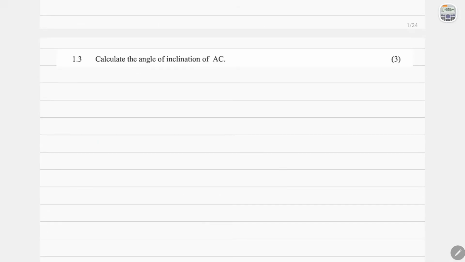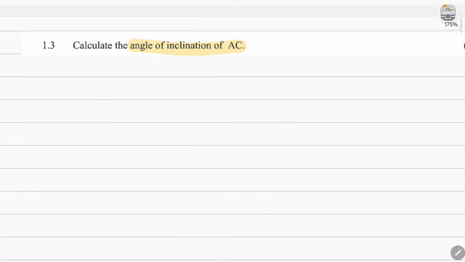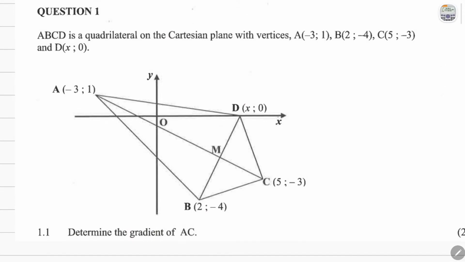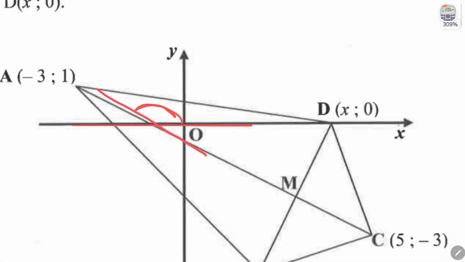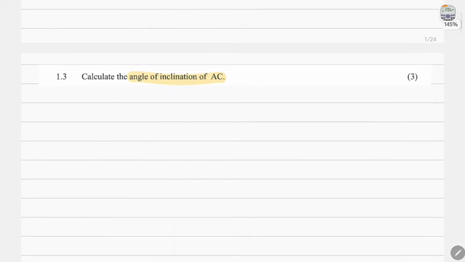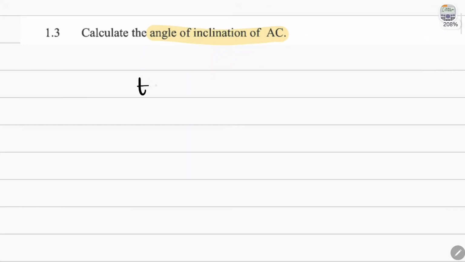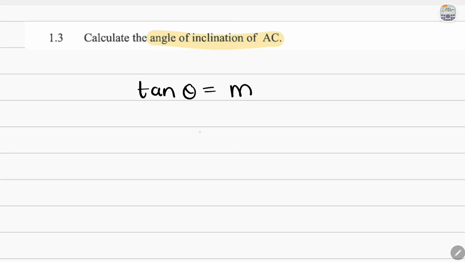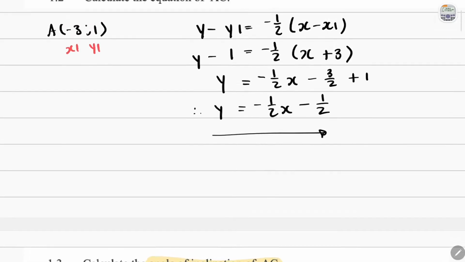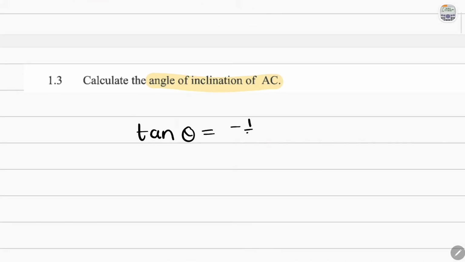Moving on to the next question. Question 1.3 says, calculate the angle of inclination of AC. The angle of inclination is just the angle that the line creates with the x-axis. So here's the x-axis, here's AC, and we're just trying to find that angle. I'm checking because this is an obtuse angle. The gradient was negative, meaning this line is a decreasing function, and we need to remember what to do with that. To find the angle of inclination, we say tan theta is equal to our gradient, and our gradient of AC was negative a half.